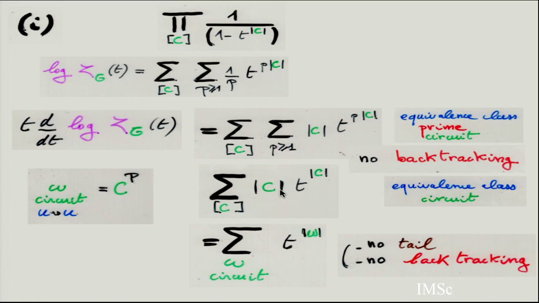Why the length of C? The length of omega by p. Omega is a circuit. Let's not confuse things. Rename omega as C. But this is correct, and I will correct it. Okay, so we get circuits with the same starting point, same ending point, with no tail, no backtracking.